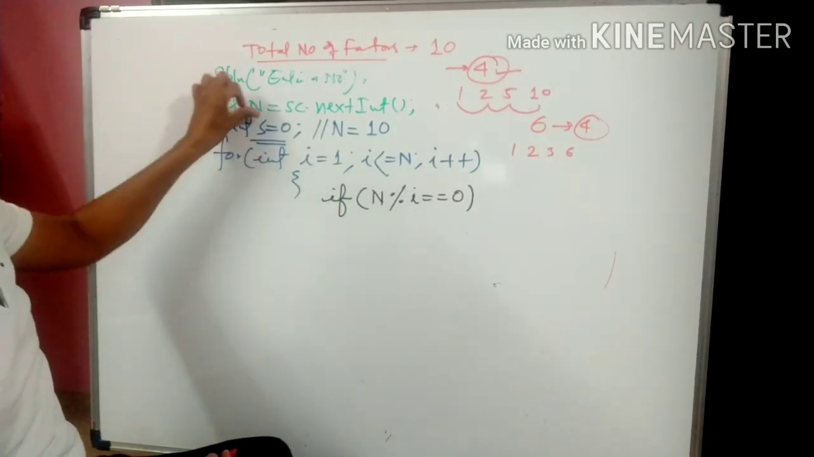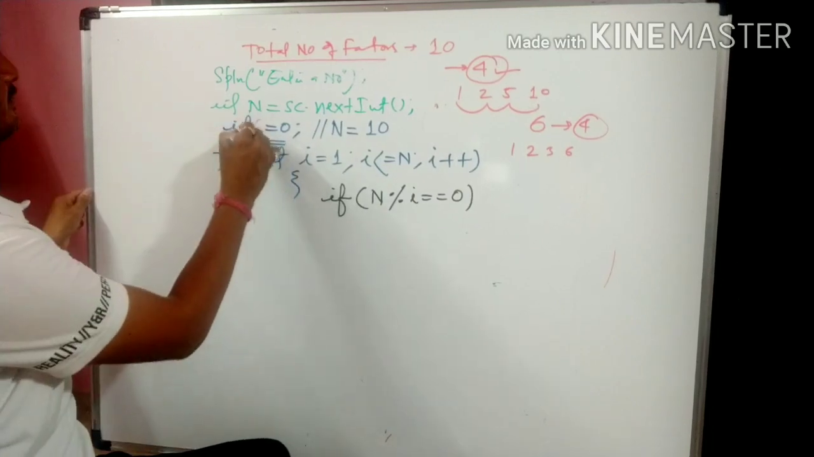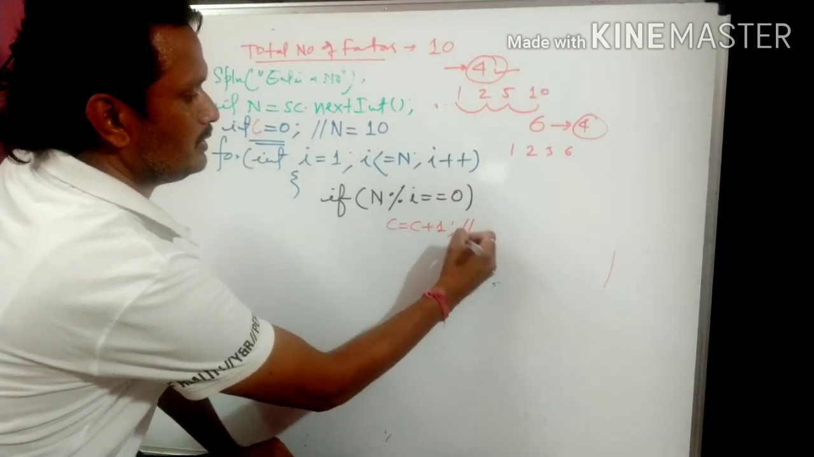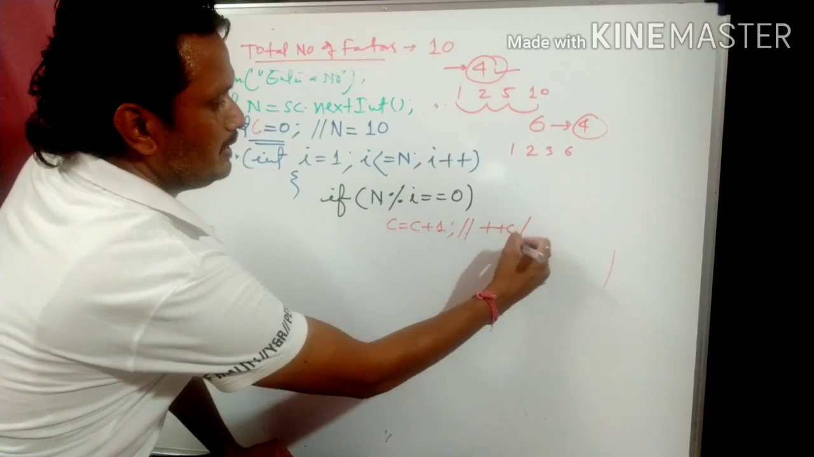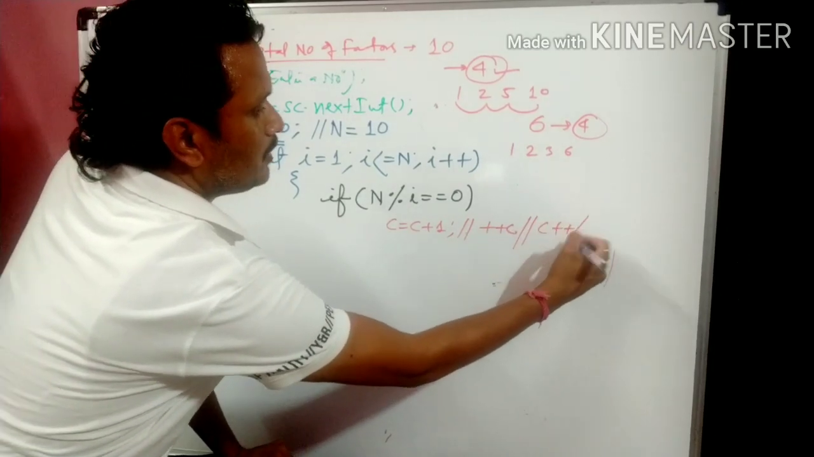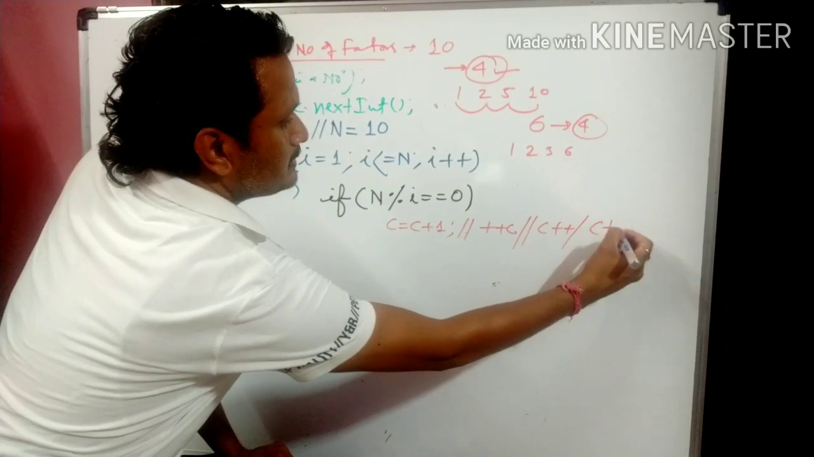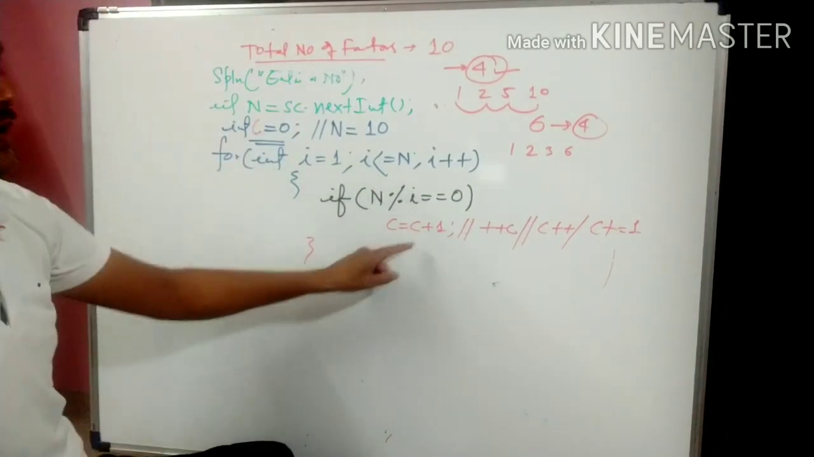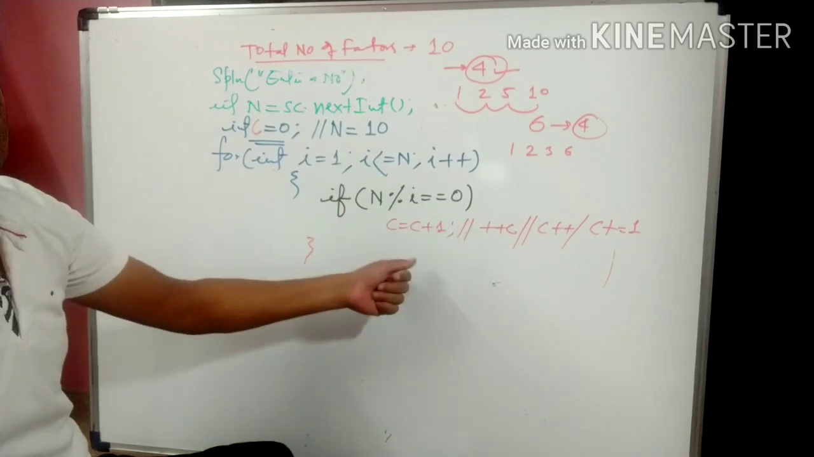If the condition is true, take a variable c. Here you write c equal to c plus 1. You can write this, or you can write plus plus c, or c plus plus, or c plus equal to 1. Write any one of these. It will count the factors. Condition true, c plus plus.